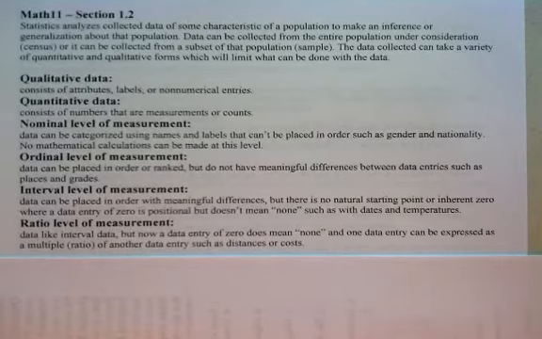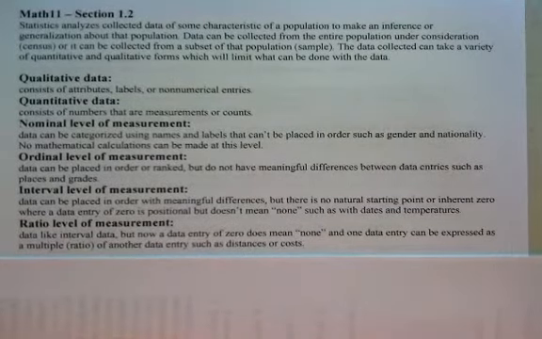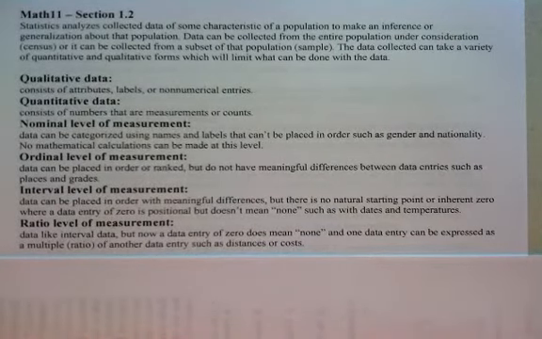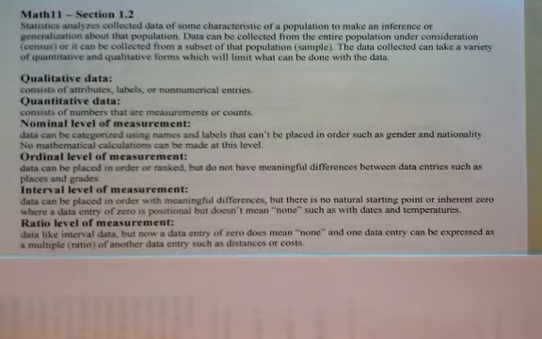Statistics analyzes collected data of some characteristics of a population to make an inference or a generalization about that population. Data can be collected from the entire population, that would be a census, or it can be collected from a subset of that population, which we call a sample. The data collected can take a variety of quantitative and qualitative forms, which will limit what you can actually do mathematically with the data. So, first off, qualitative data consists of attributes, labels, and non-numerical entries. Quantitative data consists of numbers that are measurements or counts.